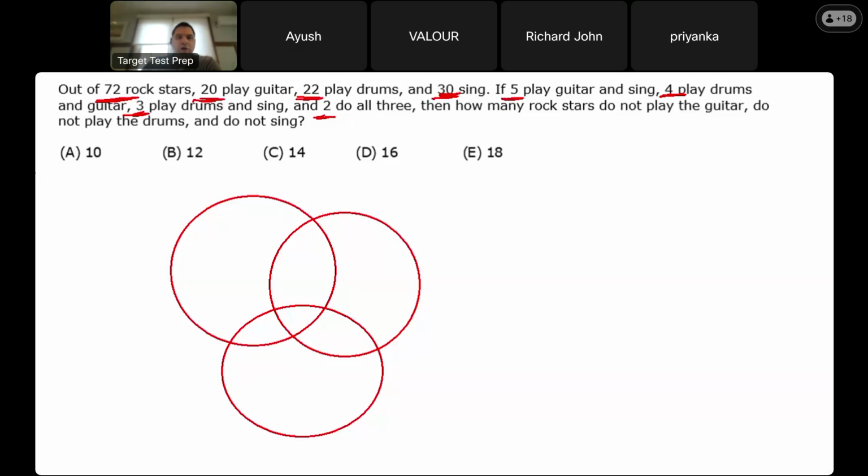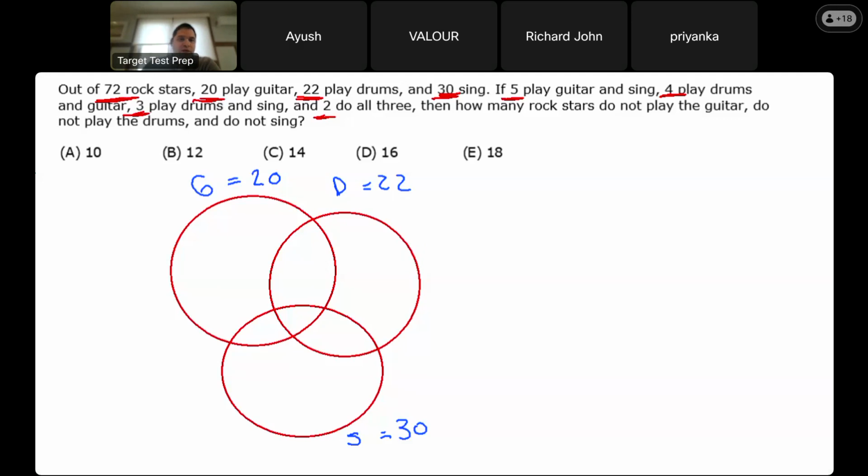So we have guitar, and we'll just fill that in as we do it. That's 20 total, which includes the overlaps. We have drums, which is 22. No, the formula doesn't work here. This is where we have to fill this in. Sing equals 30. Then we go to the middle.